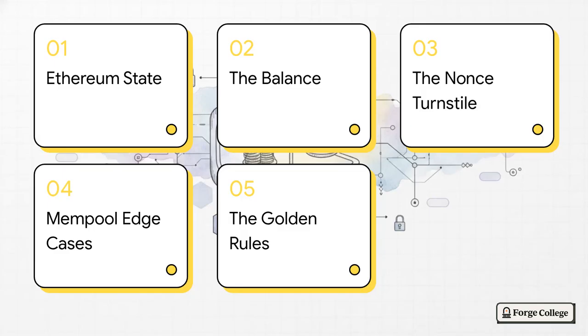Okay, let's dive into this engineering schematic. First up, we'll do a quick welcome to the Ethereum state. Second, we'll look at the balance, which is our canonical truth. Third, we hit the nonce turnstile. Fourth, we'll navigate some messy mempool edge cases. And finally, we'll wrap it up with the golden rules.